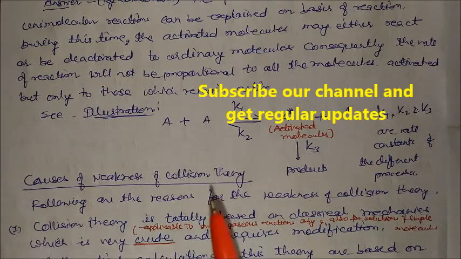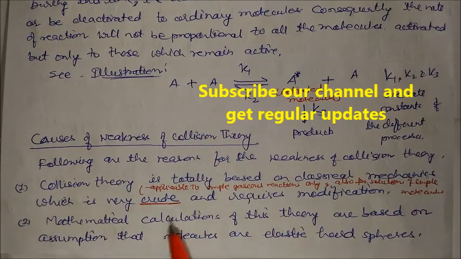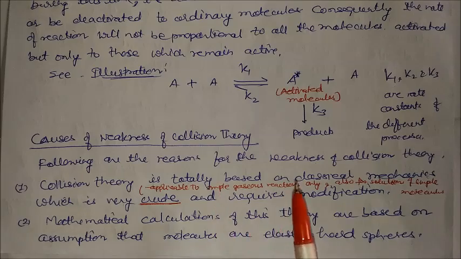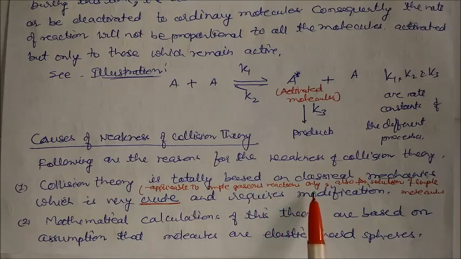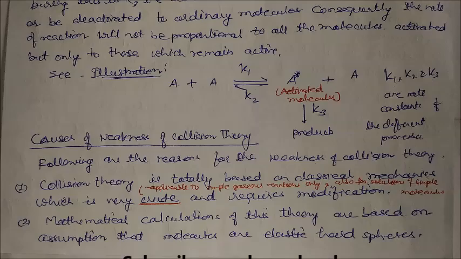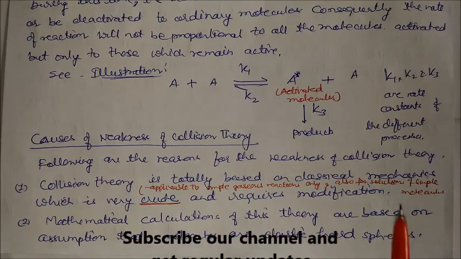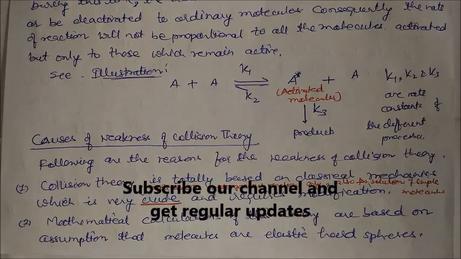Now we will see what are the weaknesses of this collision theory. What are the weak points in collision theory? The following are the reasons for the weakness of collision theory. First, collision theory is totally based on classical mechanics. Classical mechanics is very crude and requires modification. Very crude means it is applicable to simple gases only, and also to solutions of simple molecules, not to complex molecules. Second, the mathematical calculation of this theory is based on the assumption that molecules are elastic hard spheres. This we have to assume.